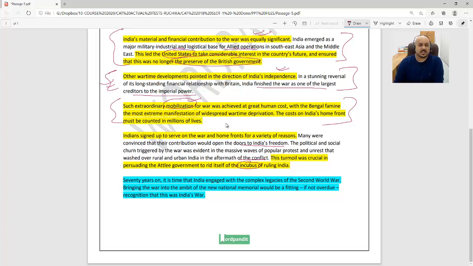70 years on, it is time that India engaged with the complex legacies of the Second World War. Bringing the war into the ambit of the new national memorial would be a fitting, if not overdue, recognition that this was India's war. So basically, this gives you the conclusion of the author of the passage. He does not want World War II to be forgotten. India's contribution, India's role, the things India went through during this period of time, its repercussions, its implications, all of these have been covered in this single passage. A wonderful small little brief history lesson, if not anything else, this passage.